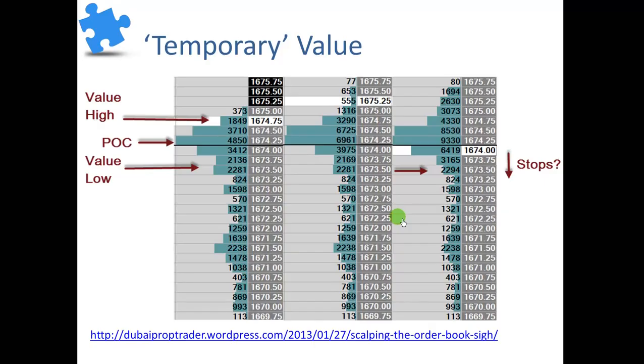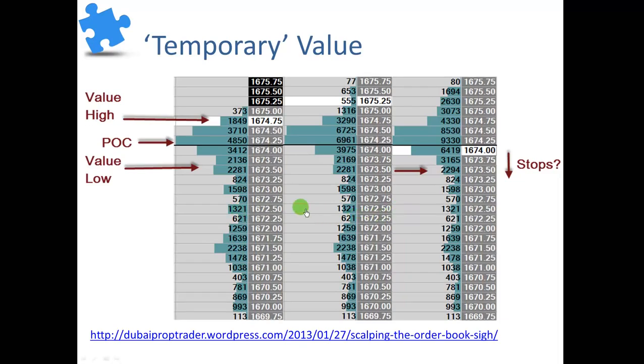Now at the bottom there, the Dubai Prop Trader site, it's just somebody's blog. It's a really good link to an explanation of how this guy performs this kind of trading. So if you're interested in scalping these areas, this one's well worth a read.